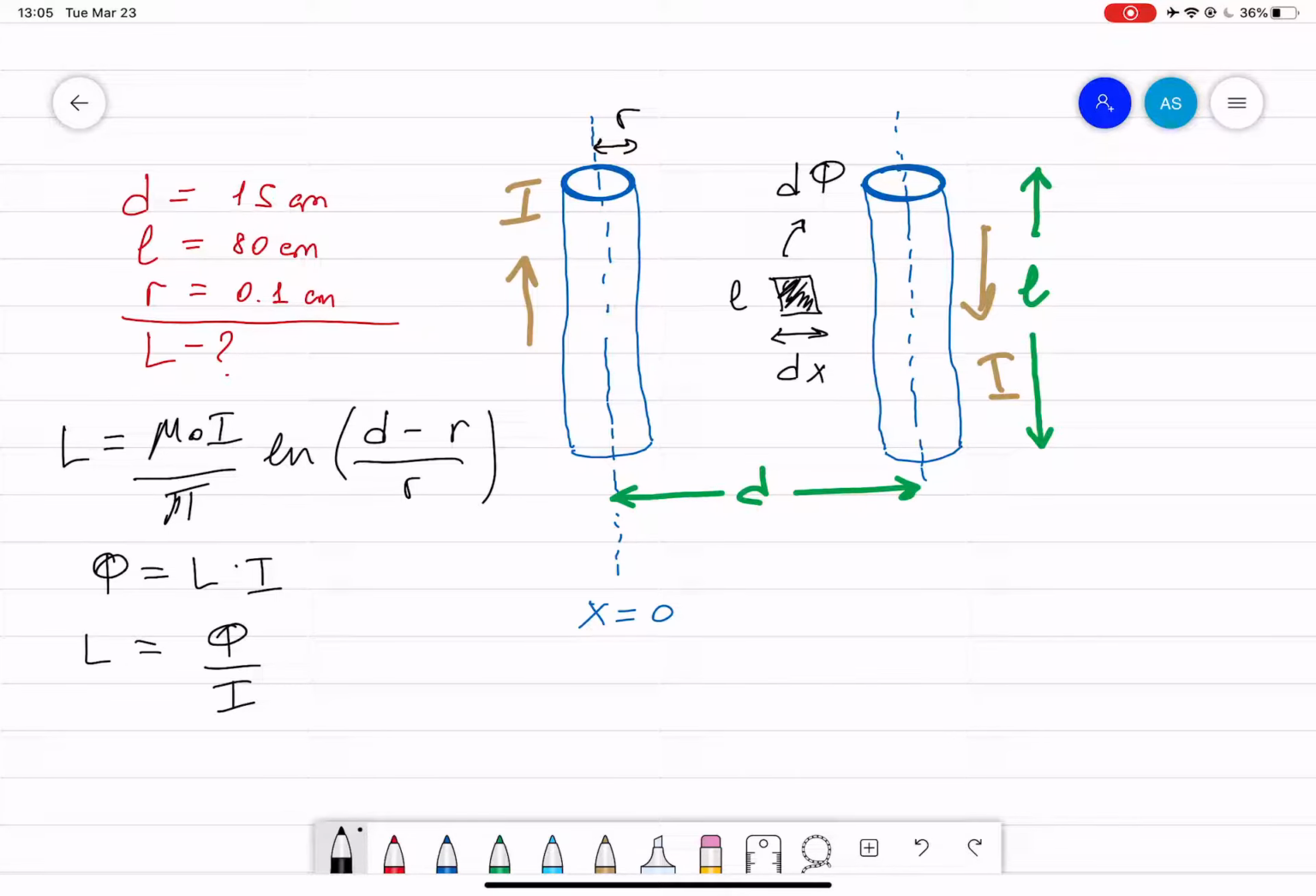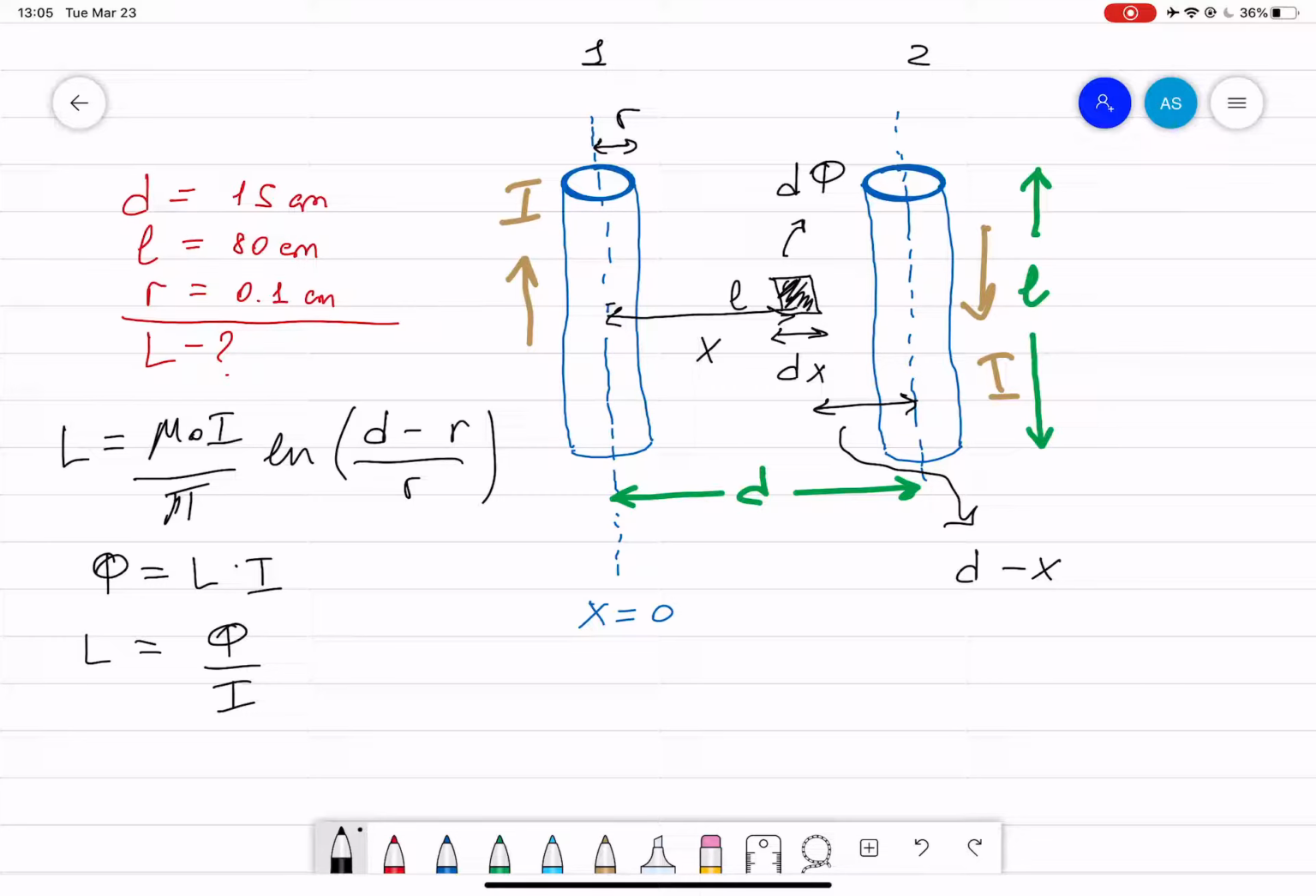First of all, the distance from the center of the wire up to here will be, let's say, x. Then what about the second wire? This is the first wire, this is the second wire. The distance from the second wire will be d minus x, right? If you add x plus d minus x, you get the total distance d, correct?